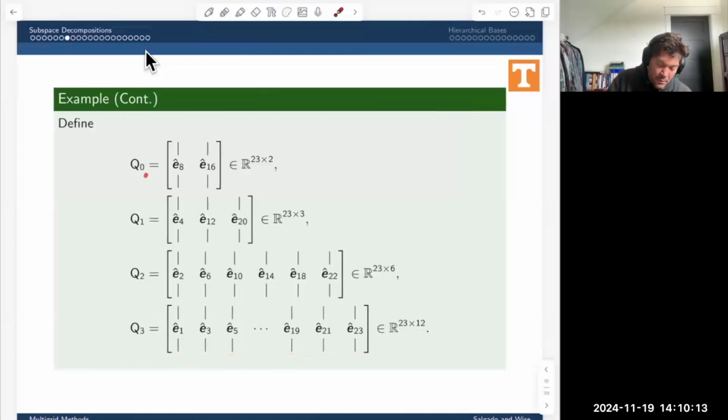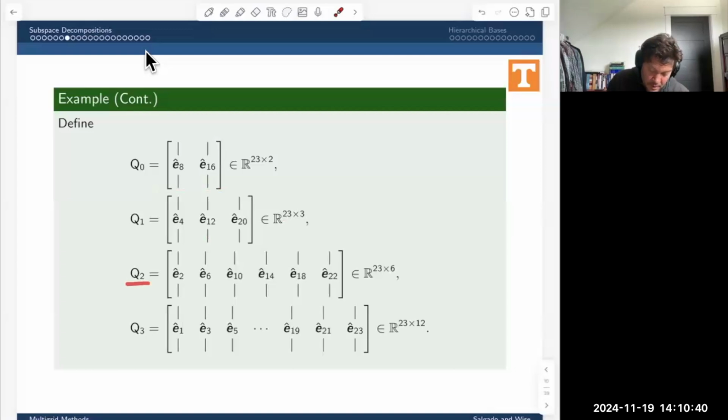What about the 0 order one? Well, that one's going to have 2 elements, 8 and 16. The next one, level 1, is going to have 4, 12, and 20 as indices. Now, each one of these guys are canonical basis vectors coming from R23. Okay, so this is a really tall and skinny matrix. It's got 23 rows and only 2 columns.